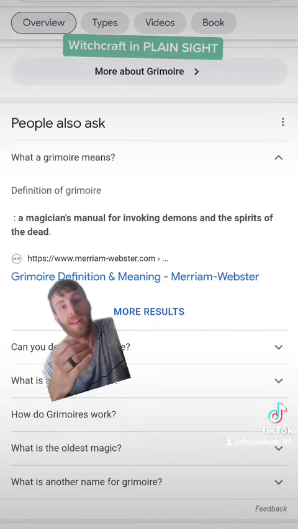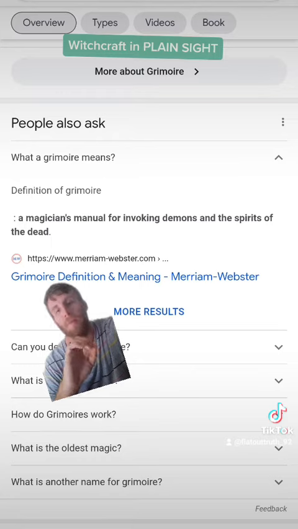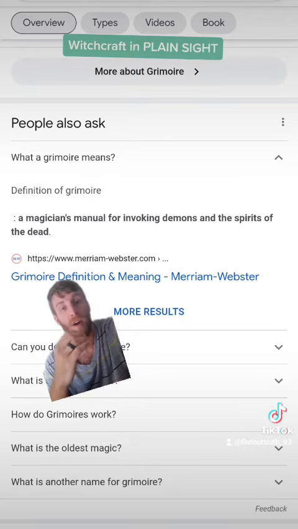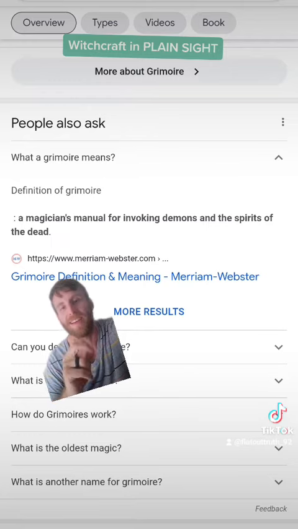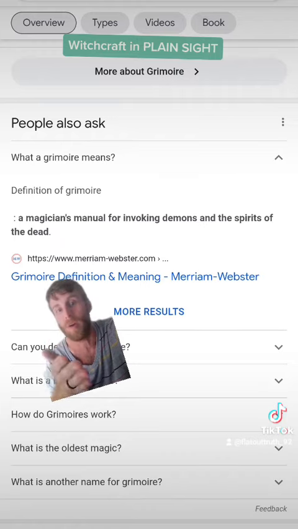If anyone has seen any of the Evil Dead movies, then they would see that the grimoire in that particular book was a magician's manual for invoking demons and the spirits of the dead. Based on that information, it really makes you think about when you're using proper grimoire, from what you would get from a regular historical text, and using the spelling of these words out of the grimoire to invoke what we would call modern, ding-ding-ding, spells.